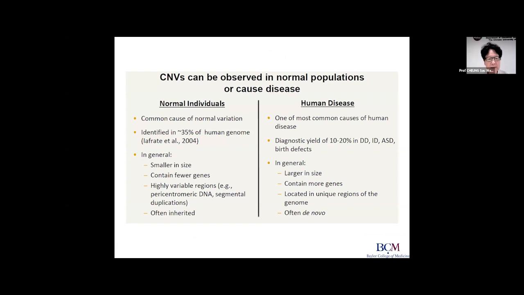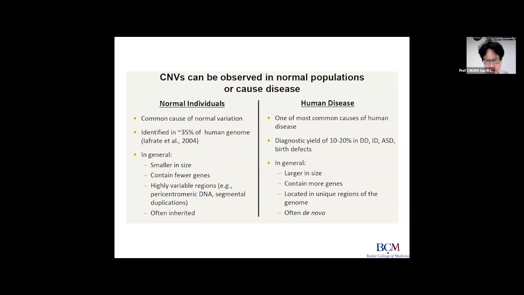Roughly, the distinction is this. For normal individuals, there's a database to collect all these common normal variations, identified in about 35% of the human genome. In general, they are smaller in size, contain fewer genes, and are in highly variable regions, such as near the centromere and segmental duplications, and are often inherited.